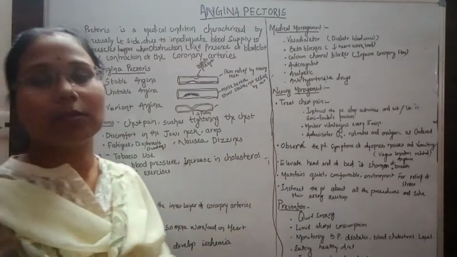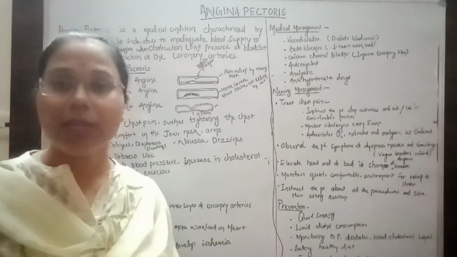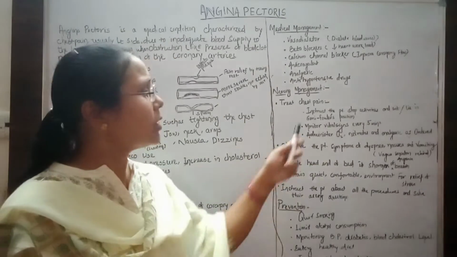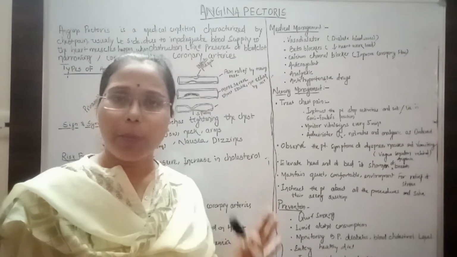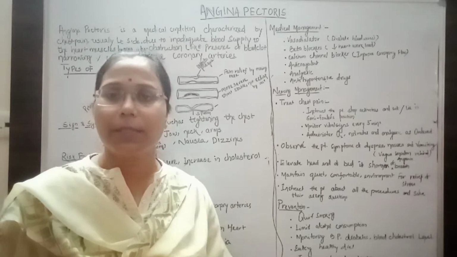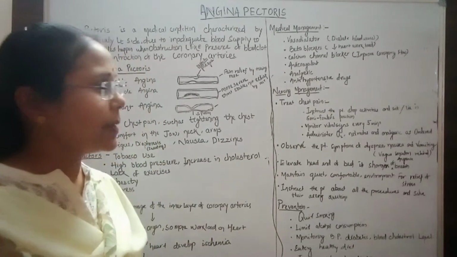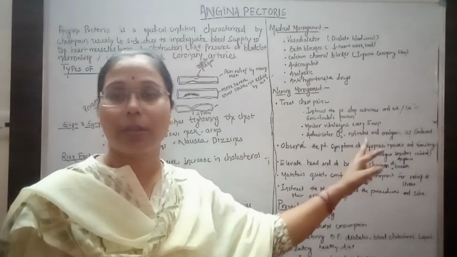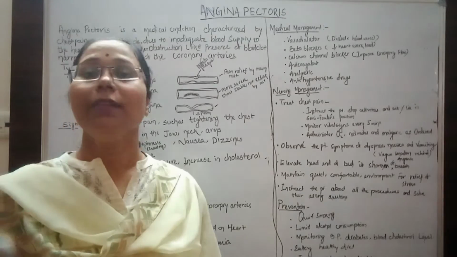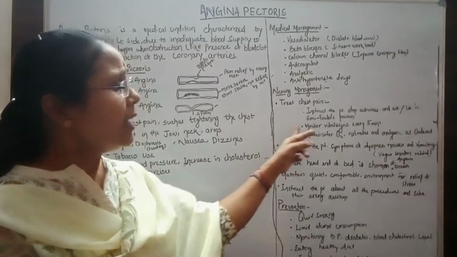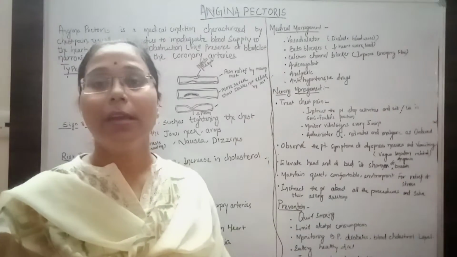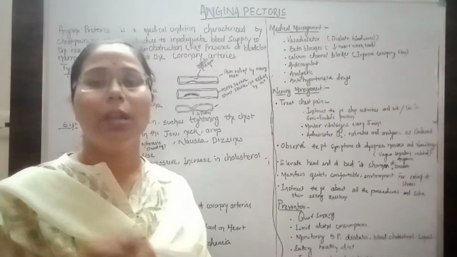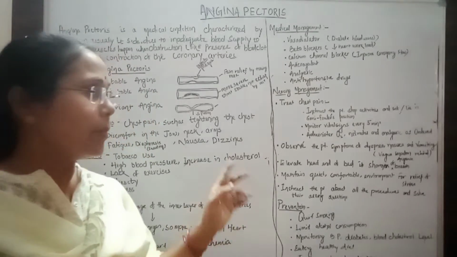Then nursing management. The first step is to treat the chest pain. How do we treat the chest pain? Instruct the patient to stop activity at the point when the patient complains of chest pain, and to sit or lie in a comfortable position. The most comfortable position is semi-Fowler's position. Monitor the vitals every 5 minutes, and don't leave the patient alone. Monitor the blood pressure, heart rate and pulse rate every 5 minutes.